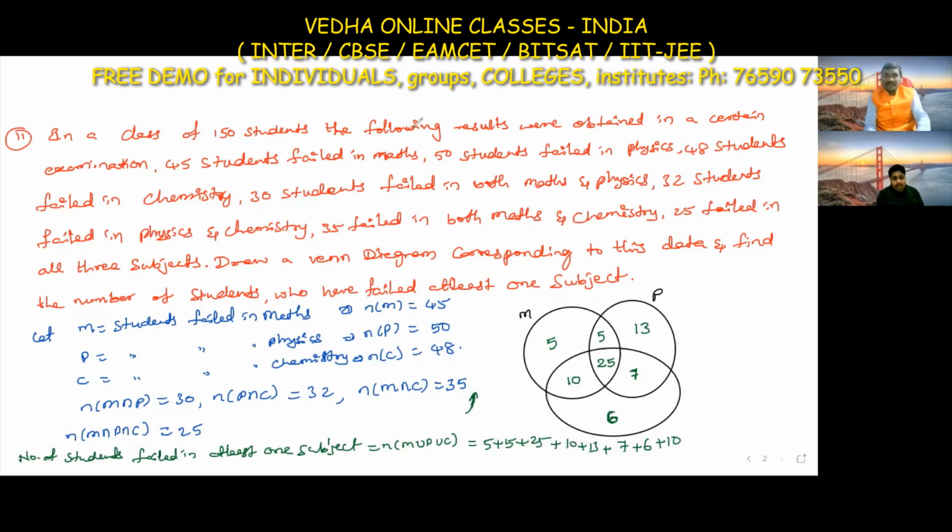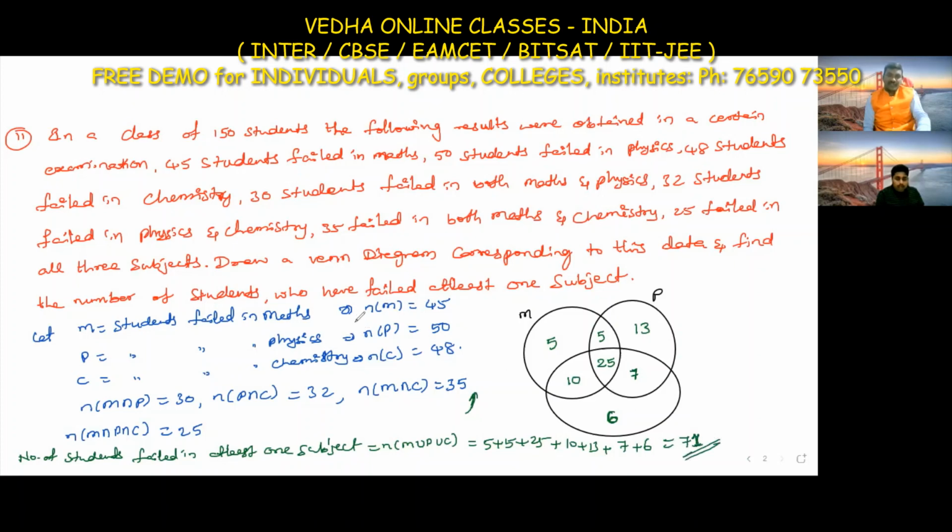5 and 5, 10, and 10 already came. 5 and 5, 10, 10 and 25, 35. 35 plus 10, 45. 45 plus 13, 58. 58 plus 7, 65. 65 plus 6, 71. So total 71 students failed in at least one subject.